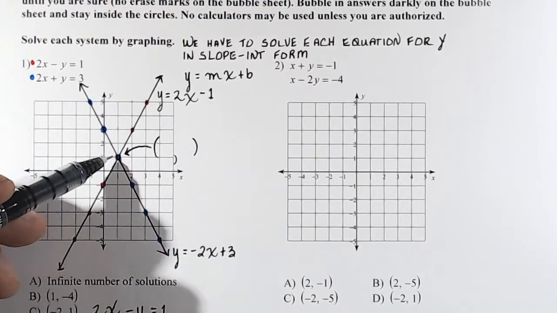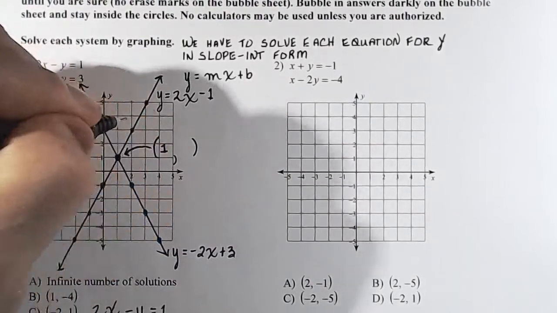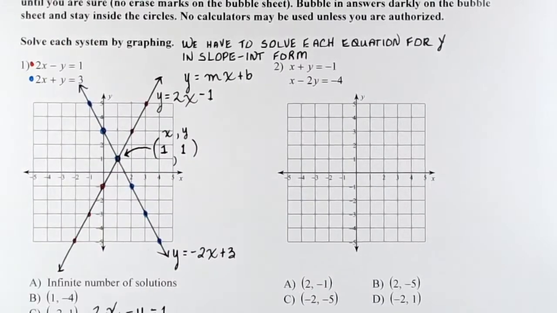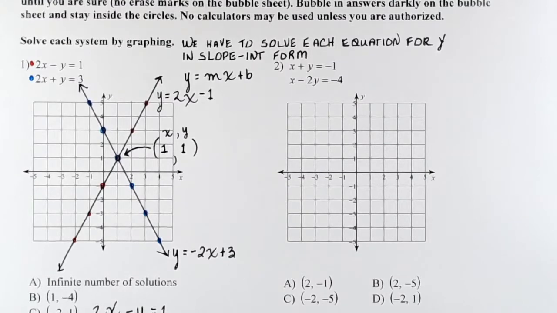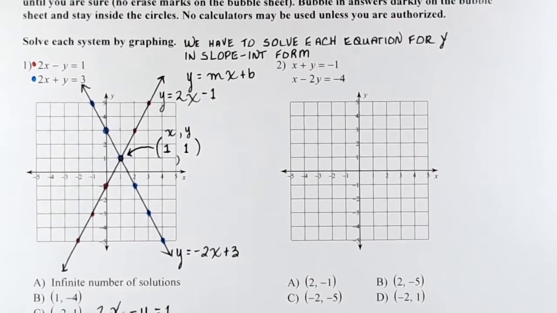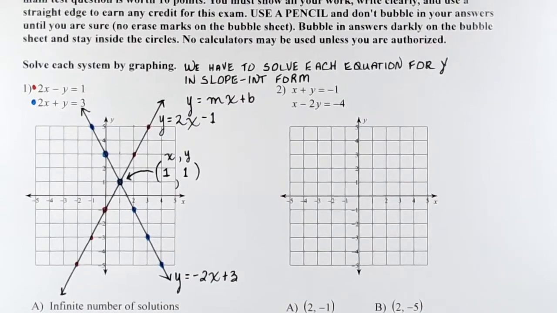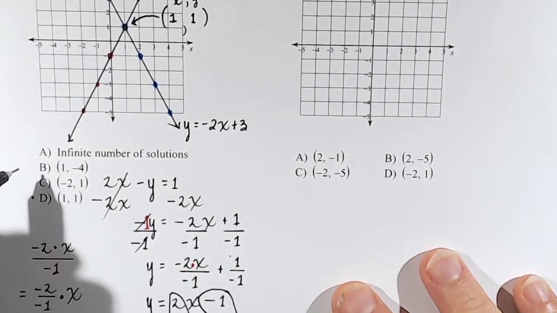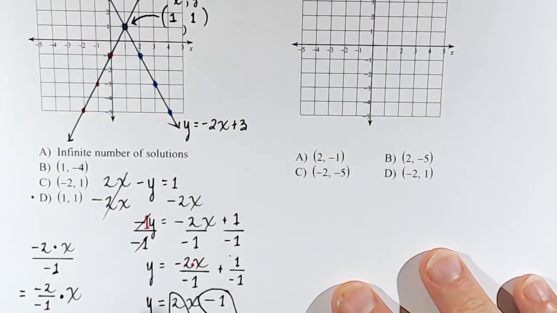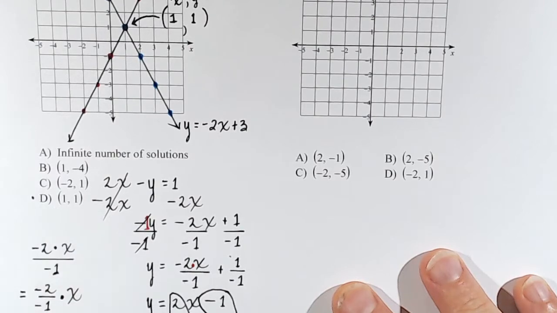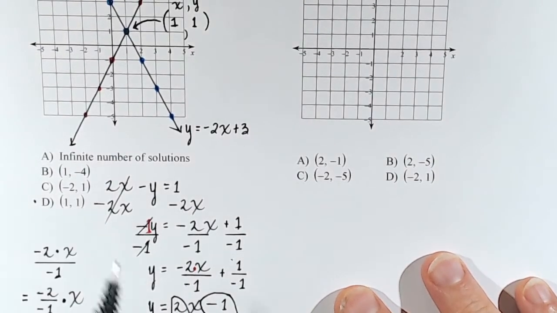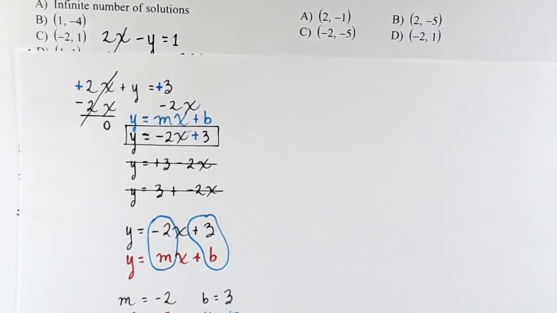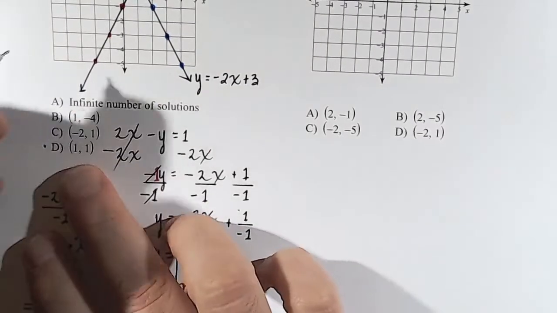Well, 1, 1. The x is 1 and the y is 1. So x equals 1 and y equals 1. So when you go to your answer choices, you see that it's not infinite. It's not 1, negative 4. The lines don't intersect at negative 2, 1. The place where the lines intersect is at 1, 1. And it's only at this point, when you've done all this work, that you can feel comfortable circling D.